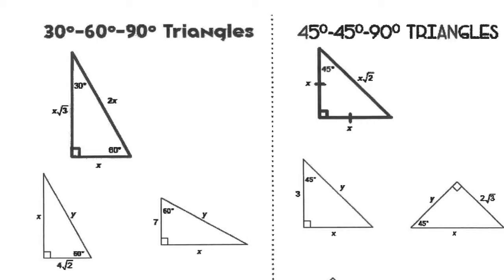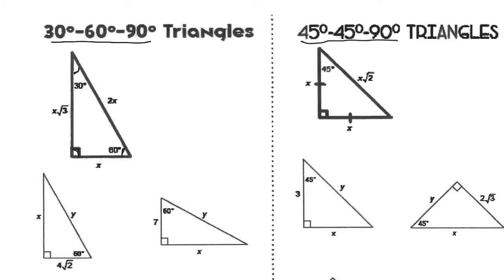Special right triangles are interesting. We have two different types. We have the 30, 60, 90 triangle and then the 45, 45, 90 triangle. Those names have to do with their angles. So here's a 30-degree angle, here's a 60-degree angle, and of course there's the 90.